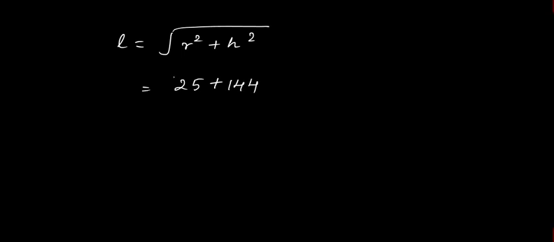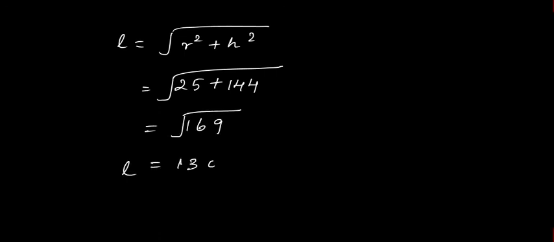So first we'll find slant height value. So L is equal to square root of r square plus h square. r square value is 25 plus h square value is 144. So square root of 25 plus 144 will get square root of 169, which is nothing but 13 centimeter.